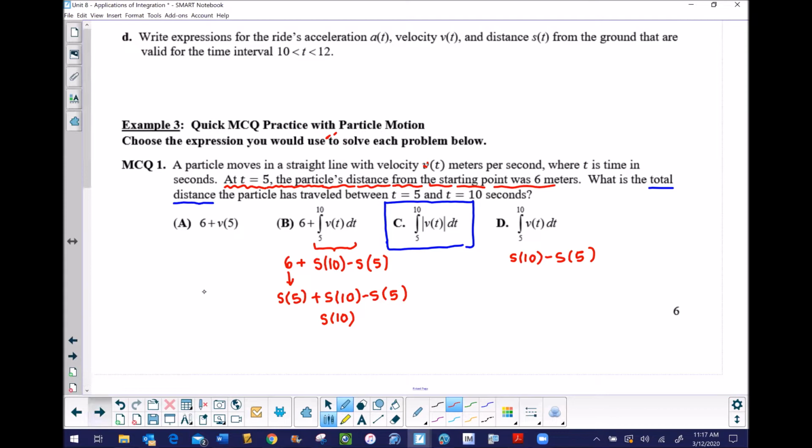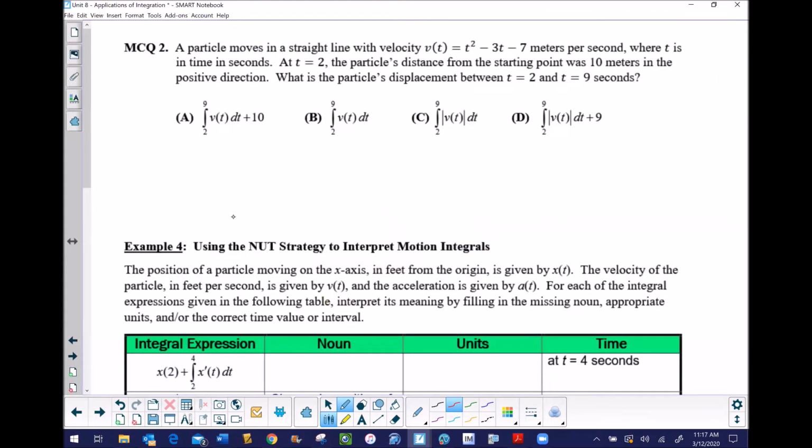Okay, we have one more multiple choice question with example 3, and then we'll move on. This one says a particle moves in a straight line with velocity v of t given by this quadratic equation, t squared minus 3t minus 7 meters per second, where t is time in seconds. At time t equals 2, the particle's distance from the starting point was 10 meters in the positive direction. What is the particle's displacement between time 2 and time 9?